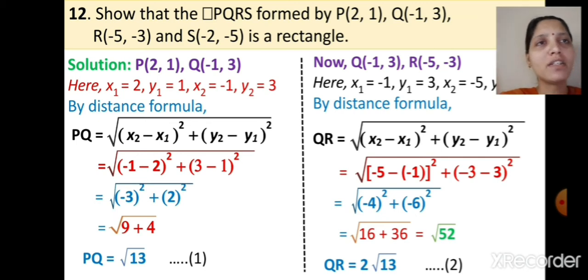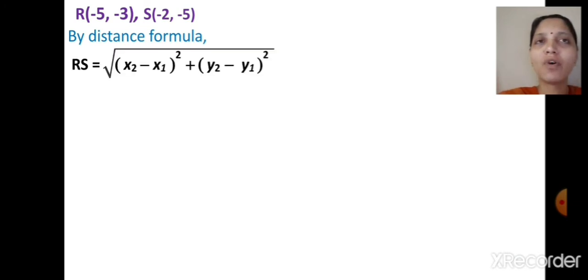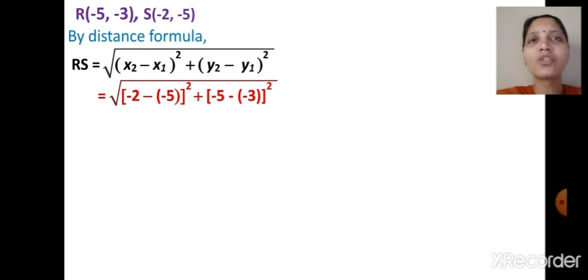Now you will find the distance of RS. For that, what you have to consider? Point R and point S. So what you have here by the distance formula? Let's write down the distance formula first. RS is equal to square root of (x2 minus x1) square plus (y2 minus y1) whole square. Now you have to substitute the values here. Now tell me what is x2? x2 is -2. -2 minus, now what is x1? x1 is -5 bracket square plus.